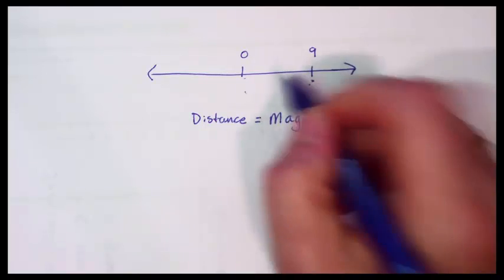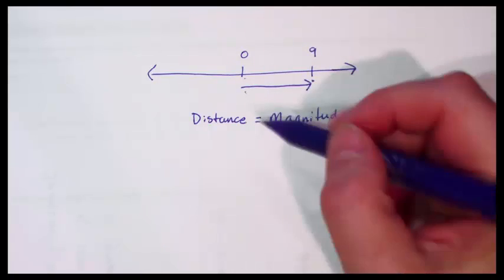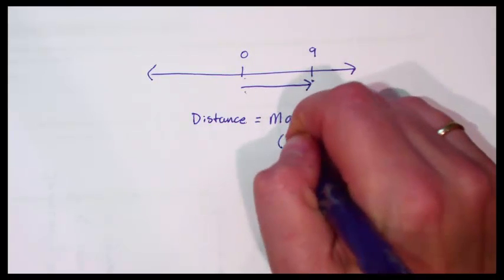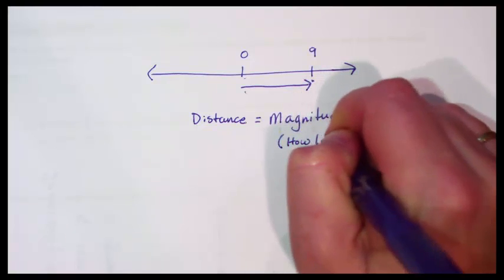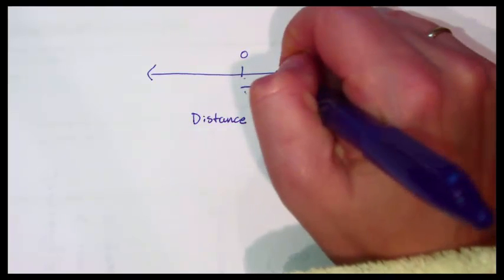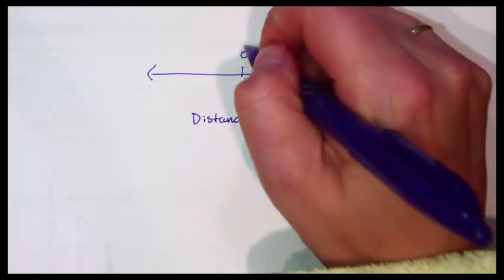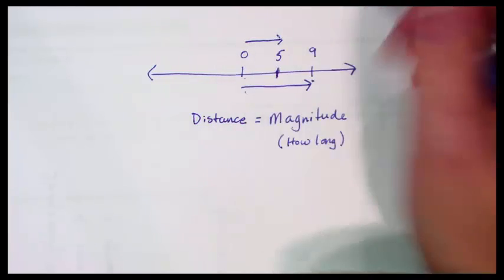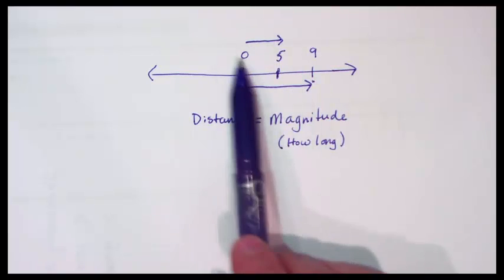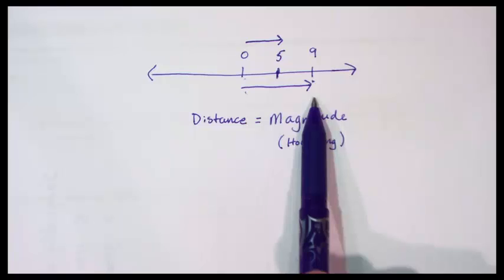If I were to look at an arrow from 0 to 9, its magnitude would be how long the arrow is. And I can compare the magnitude of different arrows. If I put 5 on my number line, I can see that an arrow that goes from 0 to 5 has a shorter magnitude, a shorter distance than 0 to 9. It's a smaller arrow.